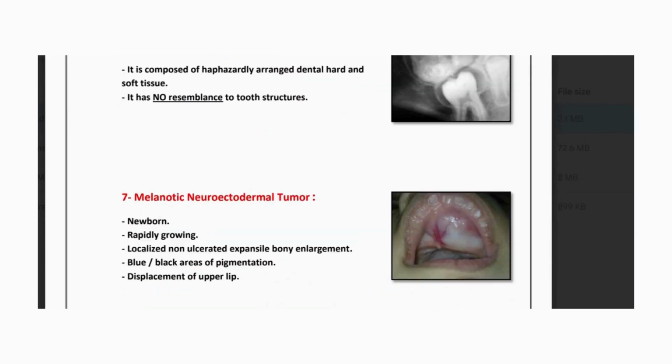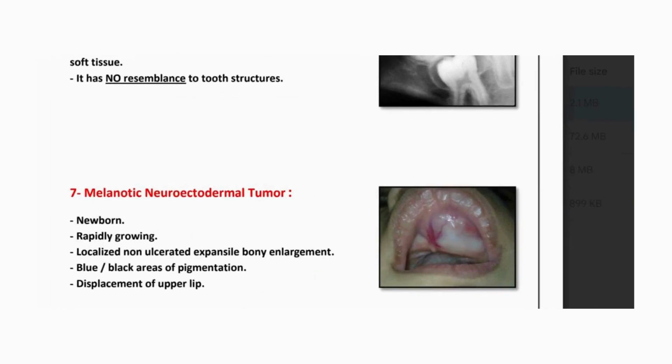All right. Next one is melanotic neuroectodermal tumor. As the name suggests, melanotic means there will be some pigmentation. So in the clinical picture, you should look for blue or red areas of pigmentation, or in the history given in the question. And neuroectodermal means it is related to neuroectodermal tissue. It's normally seen in newborns. It's very rapidly growing, and it's a localized, non-ulcerated, expansile bony enlargement. Blue-black areas of pigmentation are there, and it is so big that it leads to displacement of the upper lip.